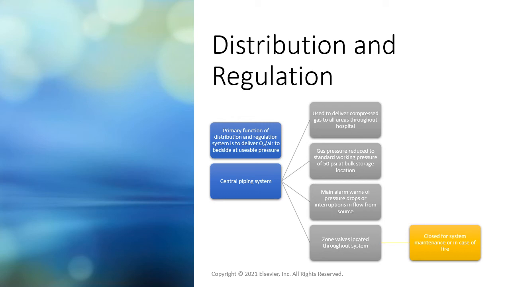The central piping system is used to deliver compressed gas to all areas throughout the hospital. Gas pressure is reduced to a standard working pressure of 50 psig at the bulk storage location. The main alarm warns of any pressure drops or interruptions in flow from the source. Zone valves are located conveniently throughout the system. Zone valves may be closed for system maintenance or in case of fire.